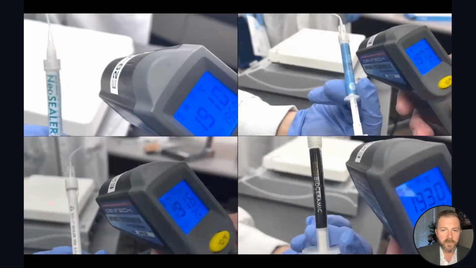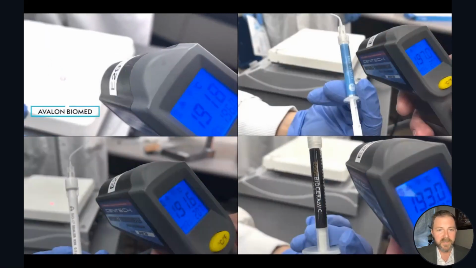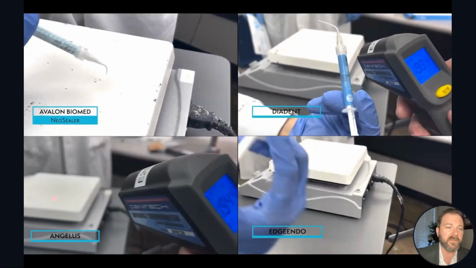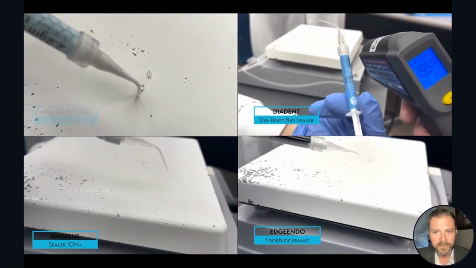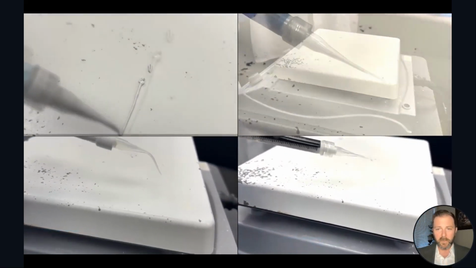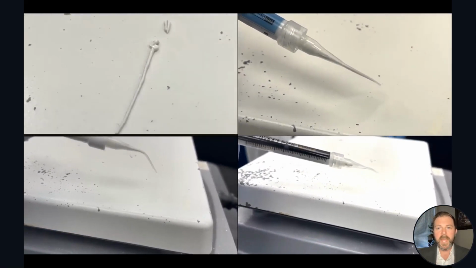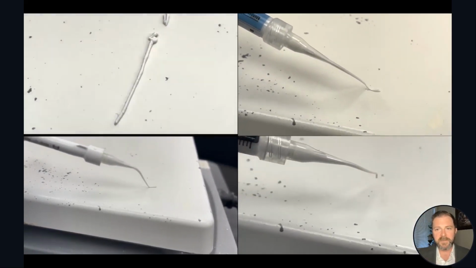So because I've talked about these materials, I also want to talk about the others that I have mentioned previously. And here we're talking about the Edge, we're talking about Dia-Root, and we're talking about the BioC. Same type of thing, Avalon's NeoSealer Flow is in the upper left corner, and I will slowly introduce the others. And here, I want you to focus on the upper right picture first, because look what happens as soon as this touches the heat plate.